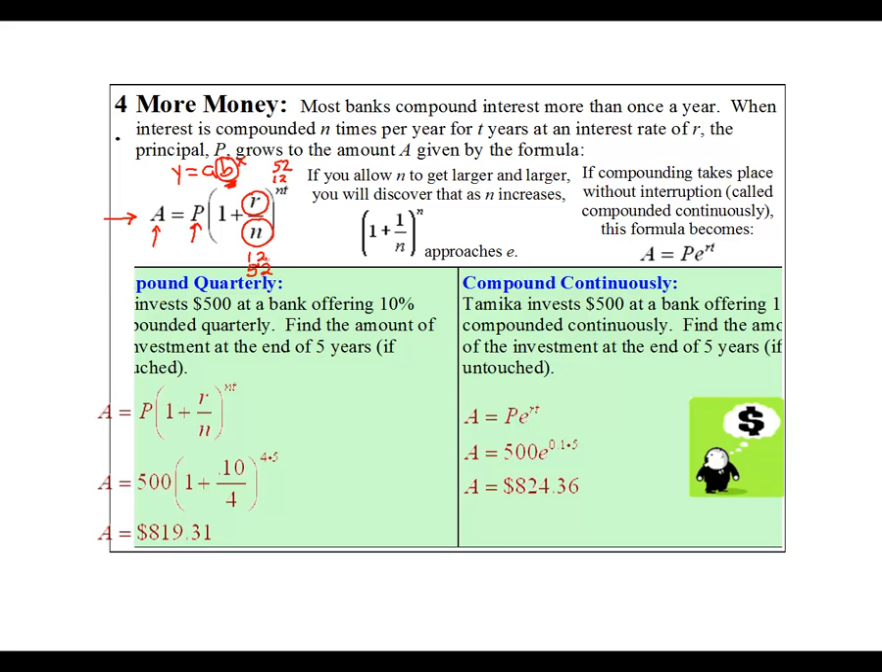Depends how many times a year, that's n, but 1 is your original principal. Your rate then, if it's, let's say, 12% a year, you're not going to have 12% and earn that every month.